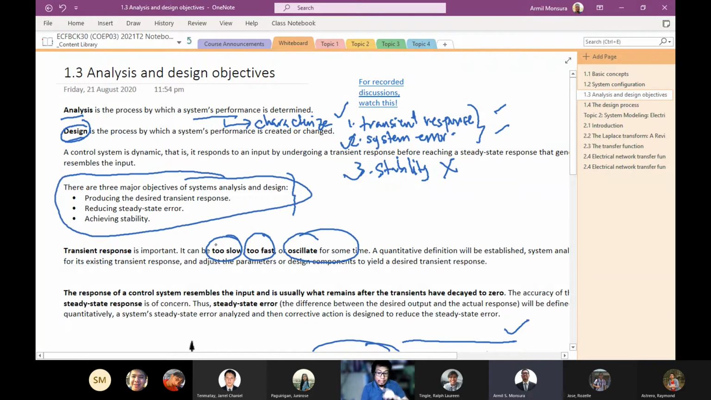Okay? That is, you would like first to have a desired transient response. You would like your system error or your steady state error to be reduced as small as possible. And in all of this, you would like your system to be stable. So these are the three major objectives of designing your system. Okay, is that clear?